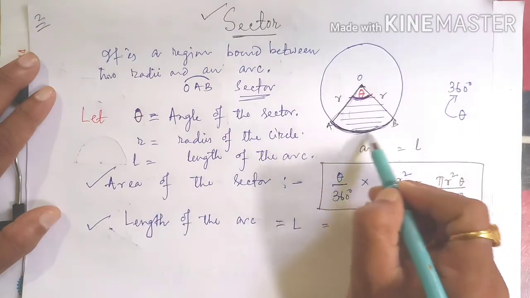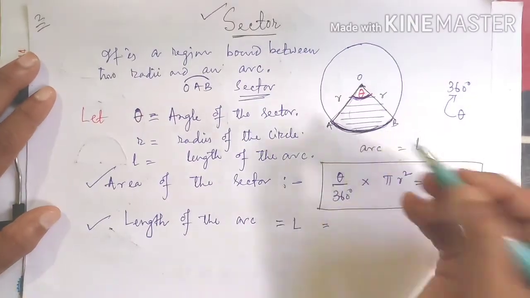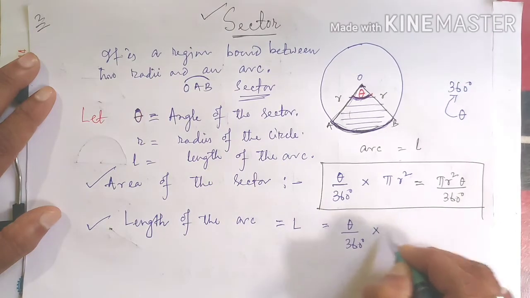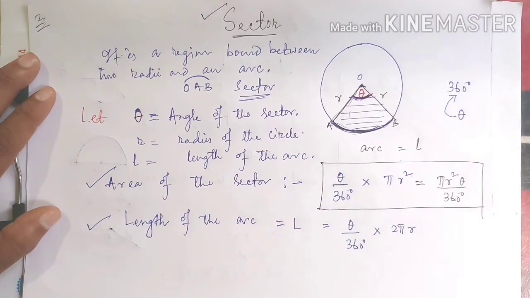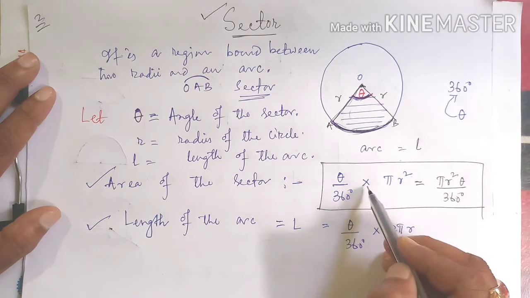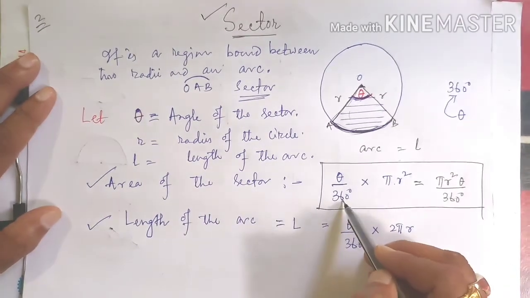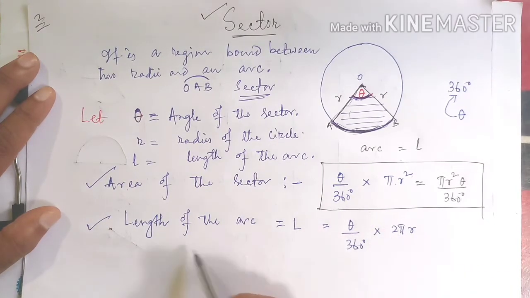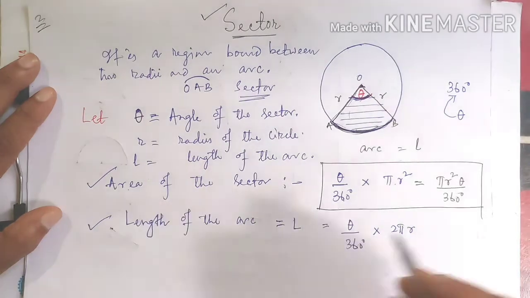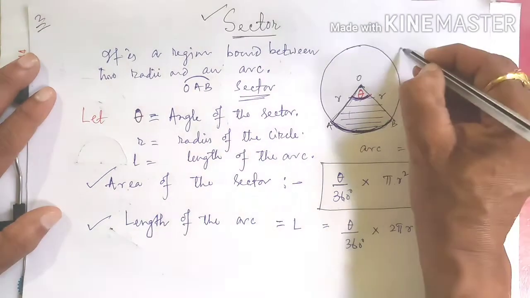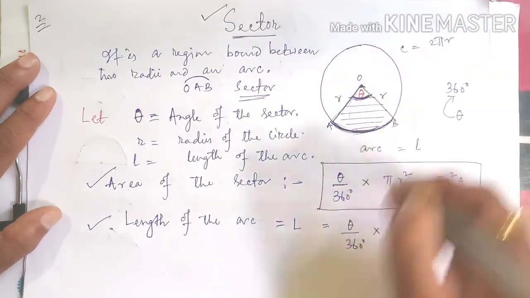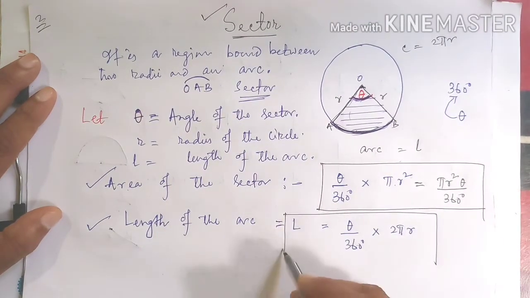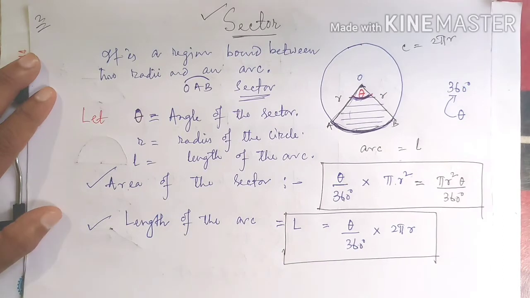This portion, this portion is also theta by 360 degrees into 2 pi r. Technically, you have to remember, students, whenever you multiply the area of the circle with theta by 360, you can calculate the area of the sector. Whenever you are calculating the length of the arc, the whole length is 2 pi r, the circumference. We know, students, C equals 2 pi r. Now C, 2 pi r, into theta by 360, you will get what? Length of the arc. Clear?